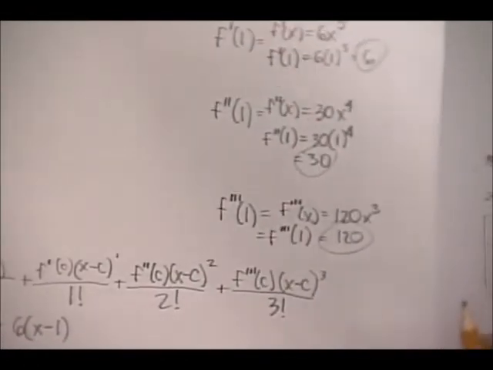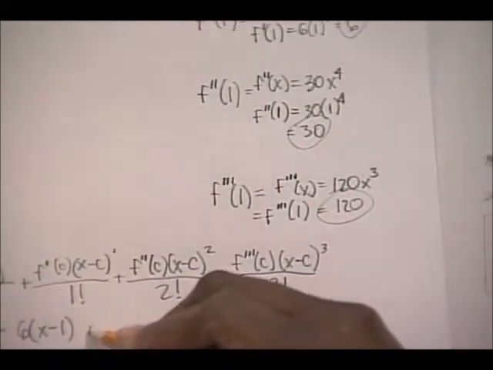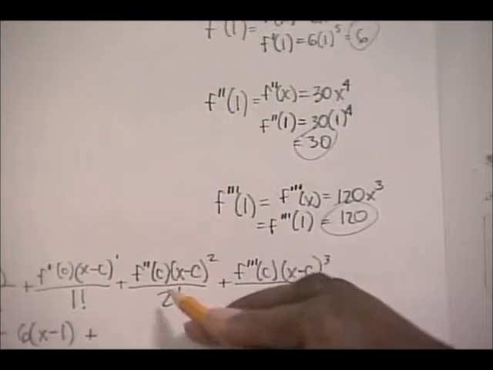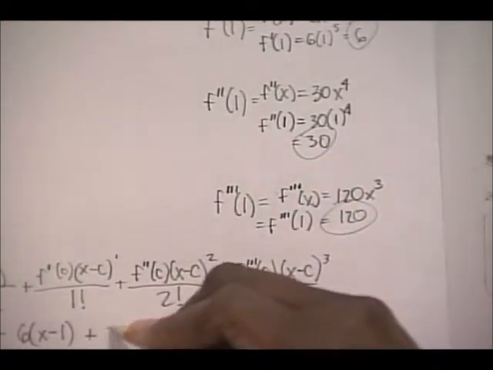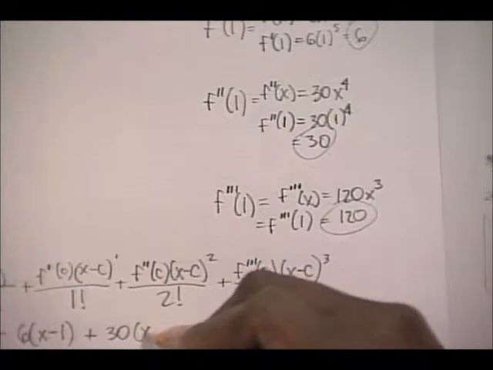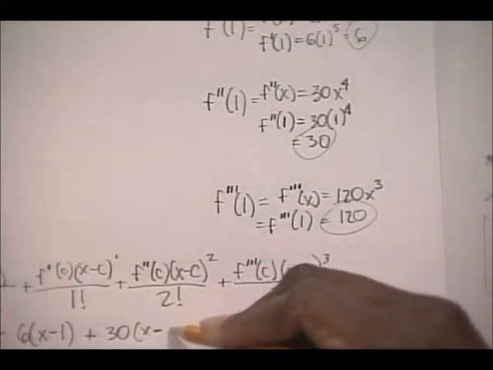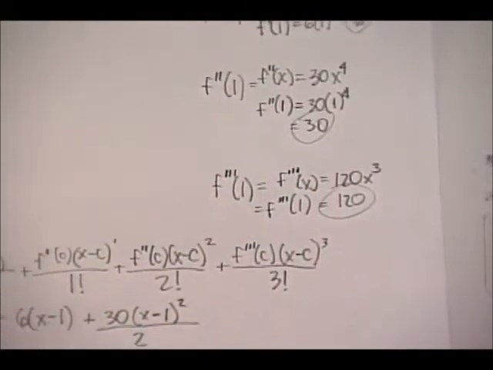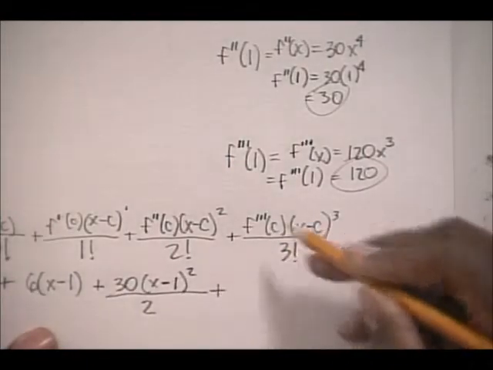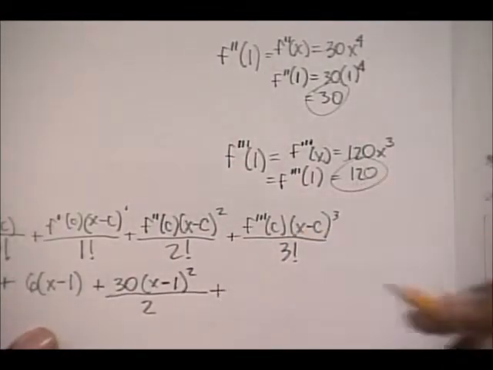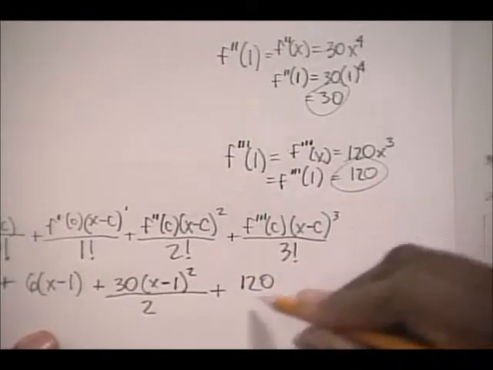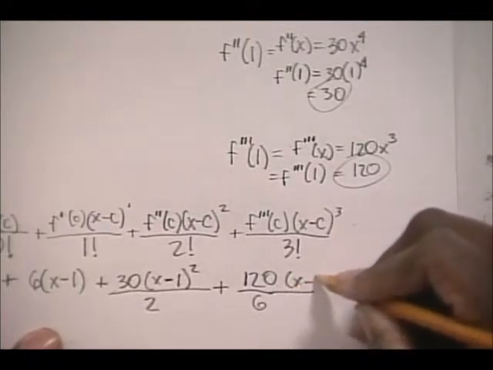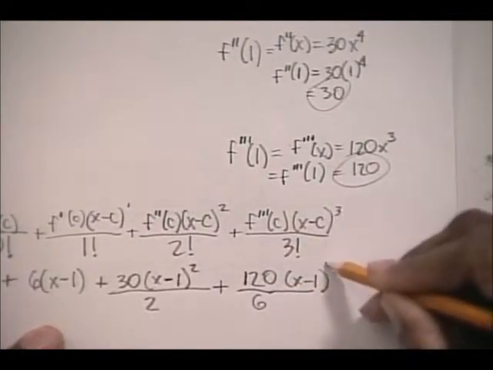So now we've got plus f double prime sub c. F double prime sub 1 is 30. We've got x minus c, or 1, to the 2nd power over 2 factorial, which is 2. And now we have plus f triple prime sub c. That was 120, over 3 factorial, which is 6, times x minus 1 to the third power.